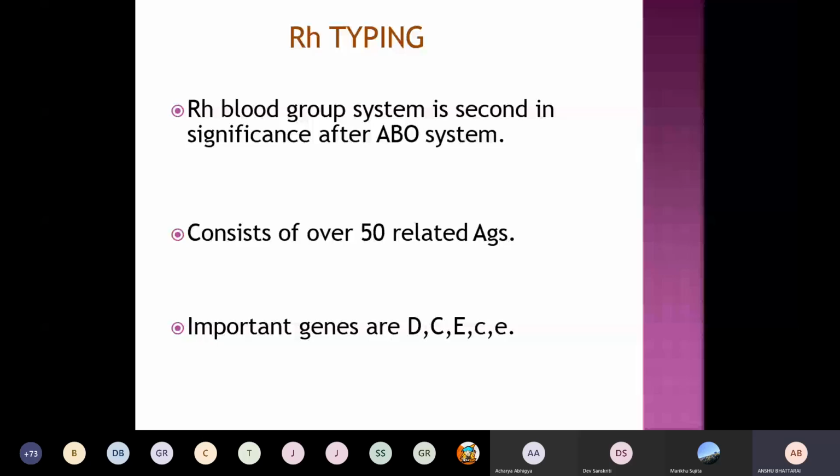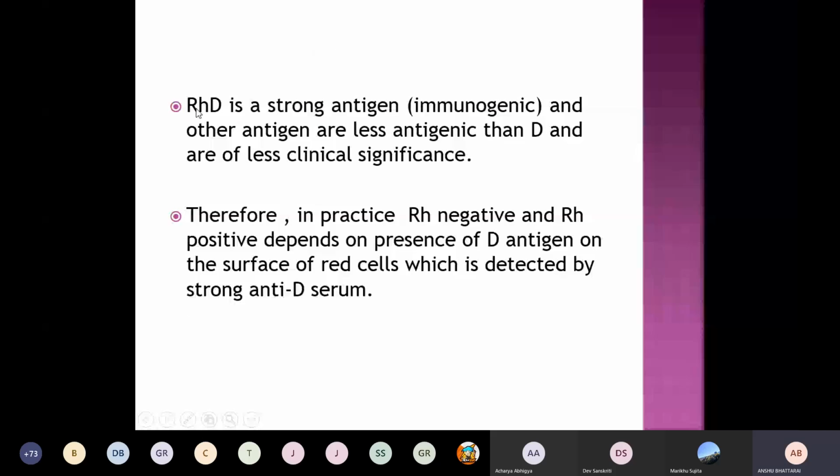So RHD or D antigen is a strong antigen which is highly immunogenic, and other antigens are less antigenic than D. So they are of lesser clinical significance. And that is why when clinically we are talking about RH group, we are talking about D antigen. So in practice, RH negative and RH positive depends on presence of D antigen on the surface of red cells, which is detected by strong anti-D serum.